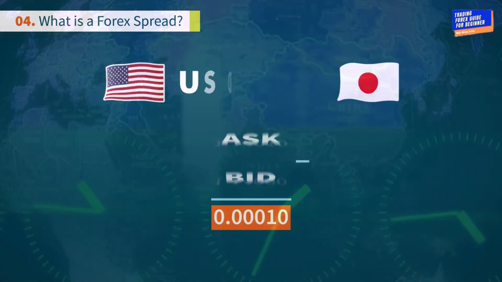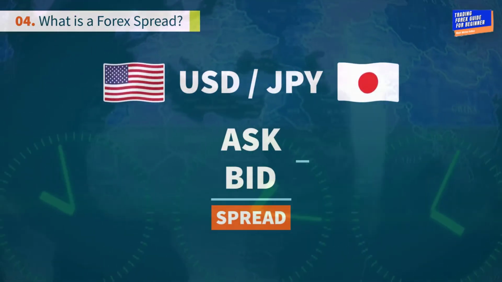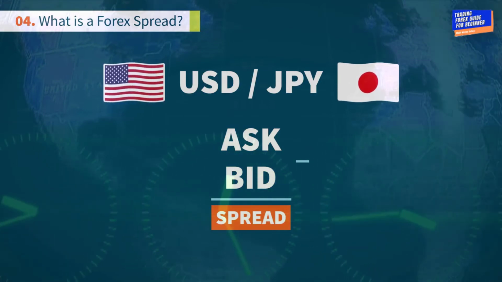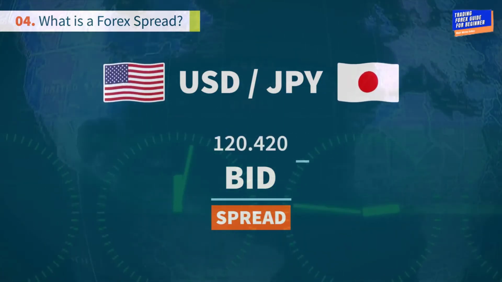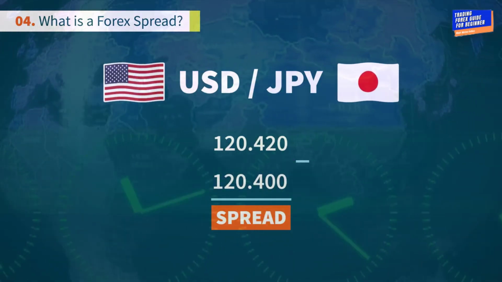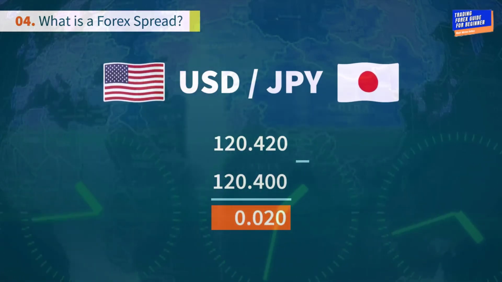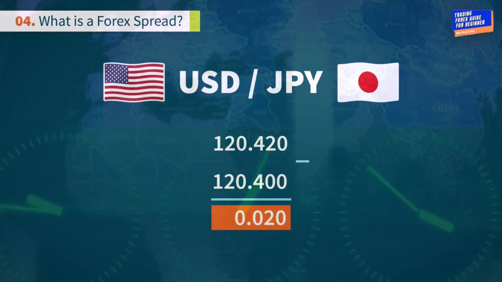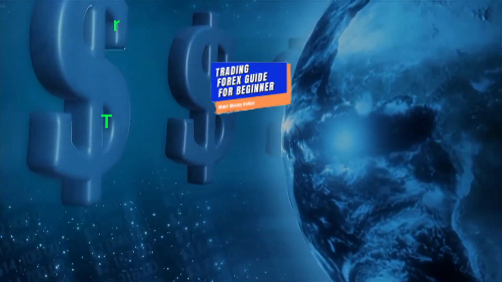For yen-based currencies like US dollar, Japanese yen, the spread is again the difference between the ask and the bid price. So if the Japanese yen to US dollar is trading with an ask price of 120.42 and a bid price of 120.40, then the spread will be 0.02. In this case, the spread of 0.02 is equal to 2 pips.